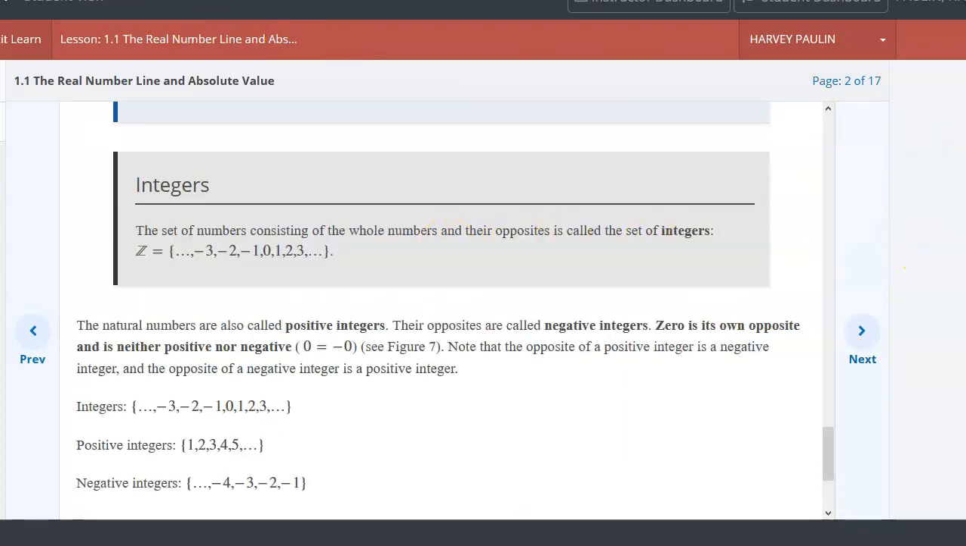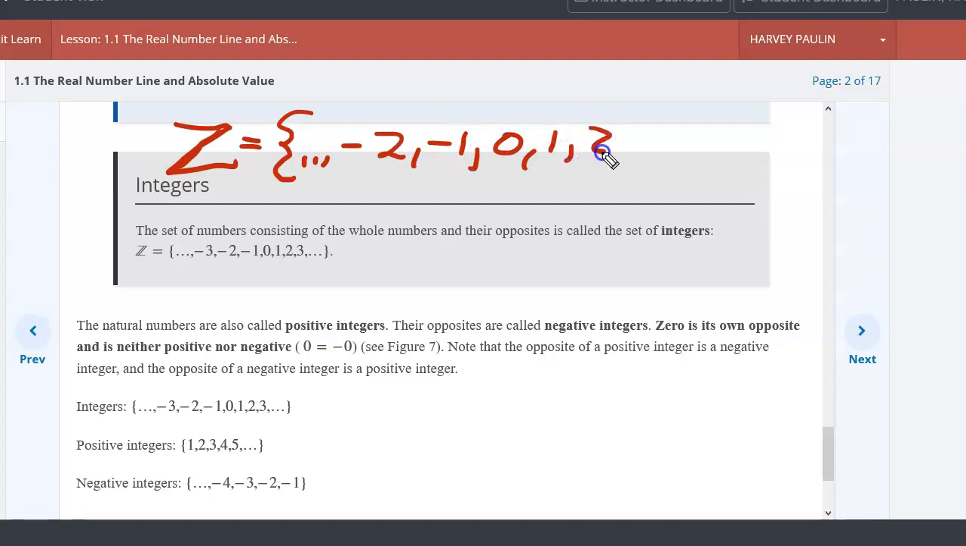Now, the symbol we use for that would be a sort of a Z here that has a little thickening, but we could just use a regular Z. And to put that in roster notation, we could use our ellipsis. Let's say a negative 2, negative 1, 0, 1, 2.